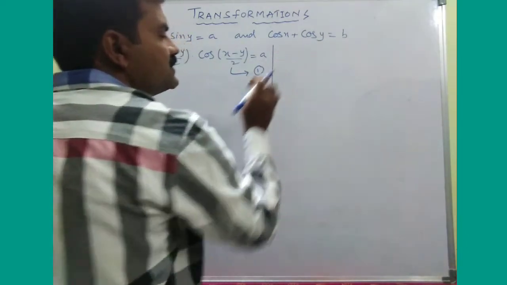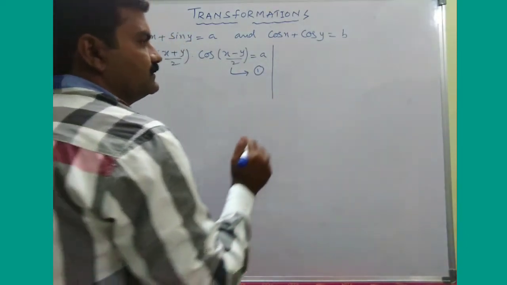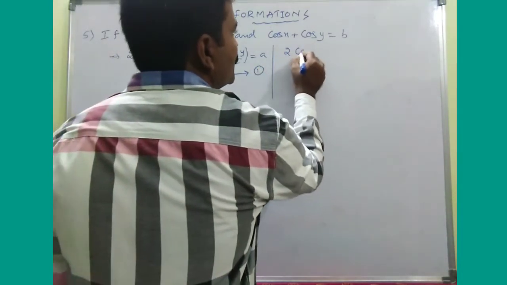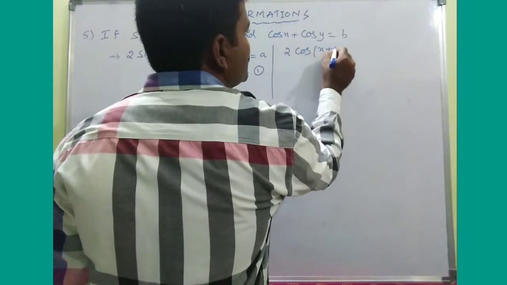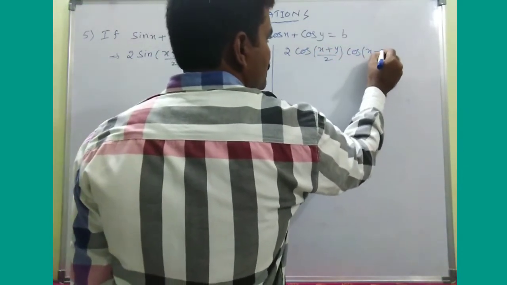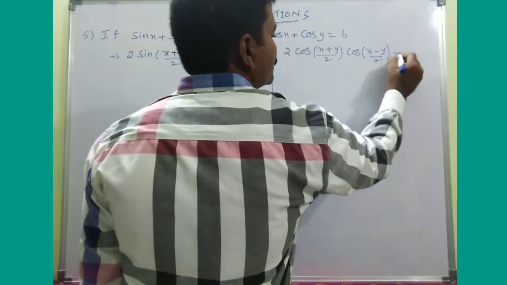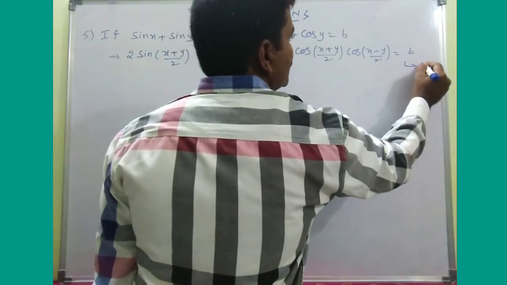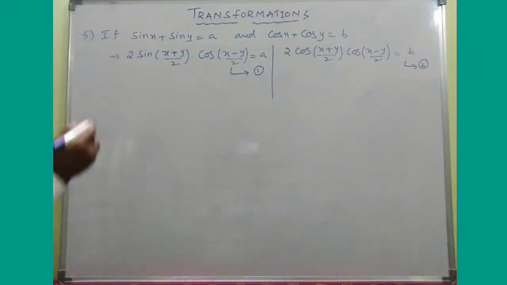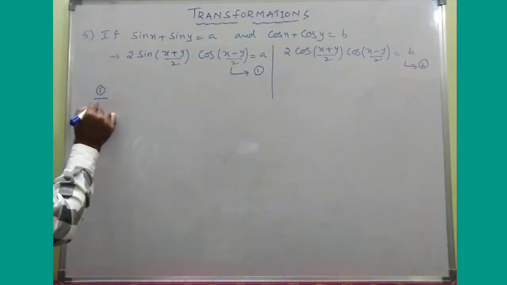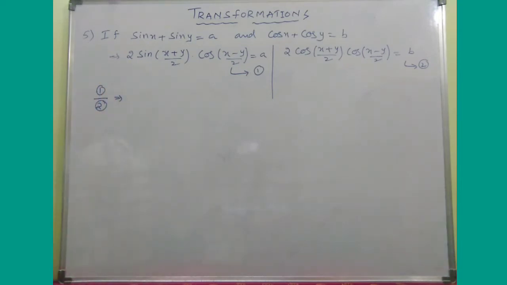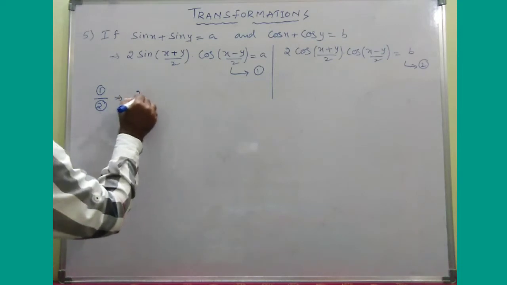And look at this, this is in the form of cos C plus cos D. Okay, so what is it? 2 into cos of (C plus D) by 2 into cos of (C minus D) by 2, which is equal to b. Let it be equation number 2. Now let us divide 1 by 2.